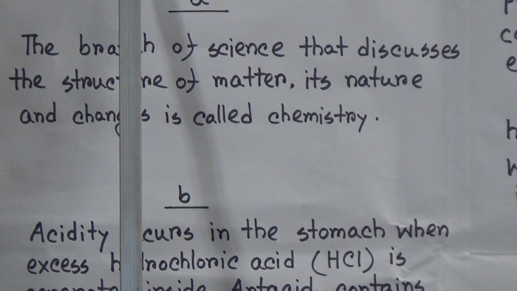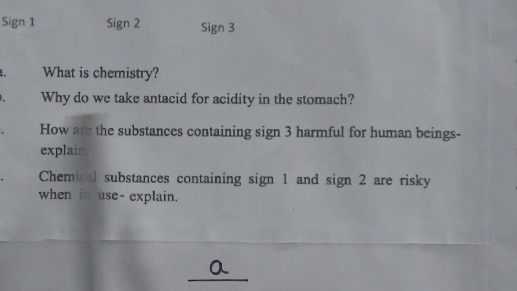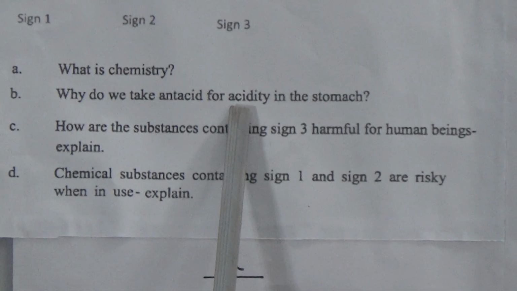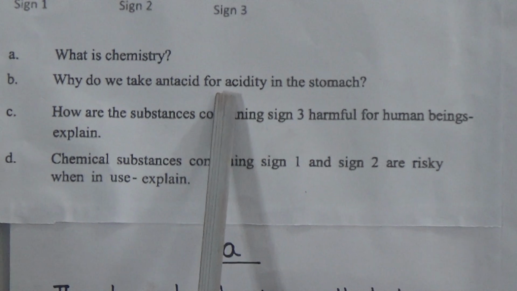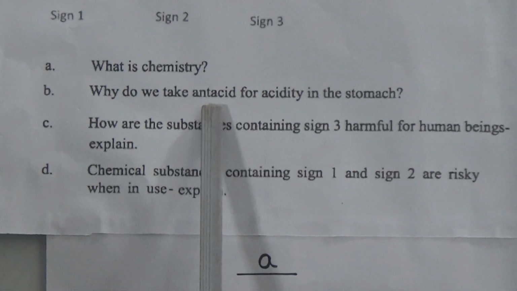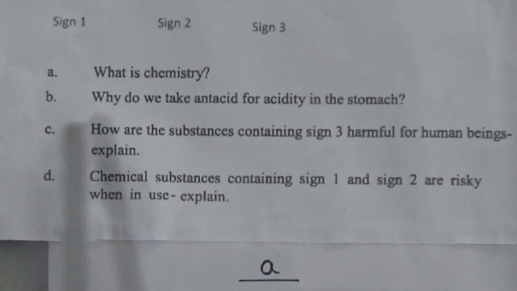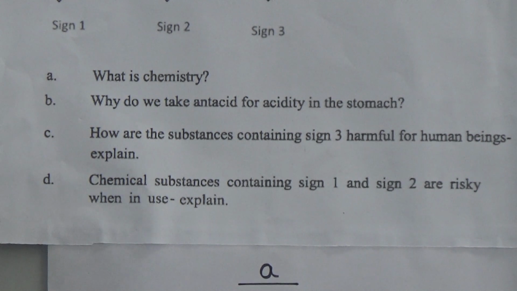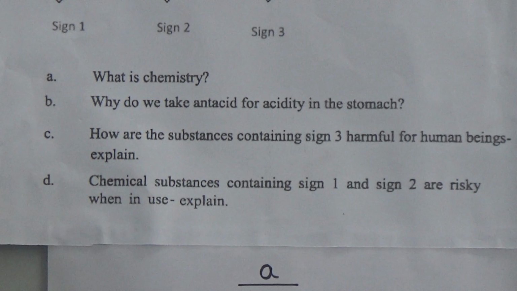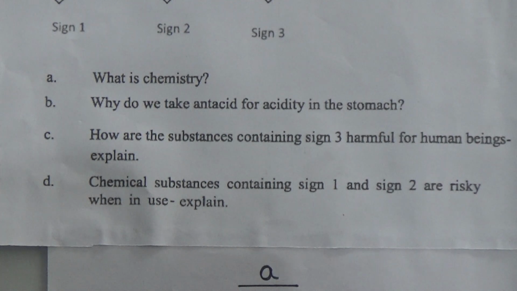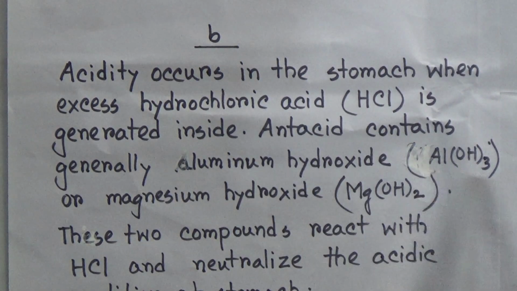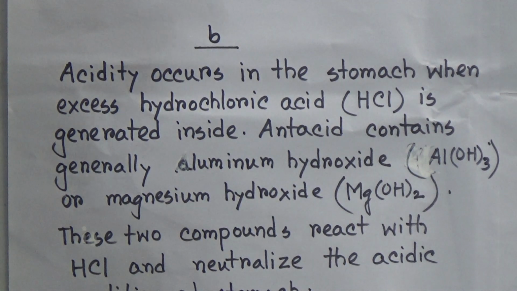Question number B, why do we take antacid for acidity in the stomach? Normally in our stomach, gastric juice contains hydrochloric acid and for this acidity occurs, and to neutralize this acidic condition we have to take a base. Normally we take antacid for neutralizing this condition, and antacids are normally the suspension of aluminum hydroxide or magnesium hydroxide, or if we take a tablet then also it will be magnesium hydroxide and aluminum hydroxide in solid condition normally.